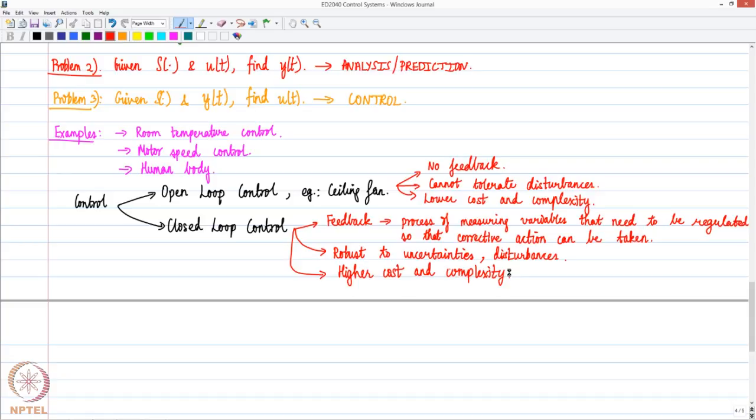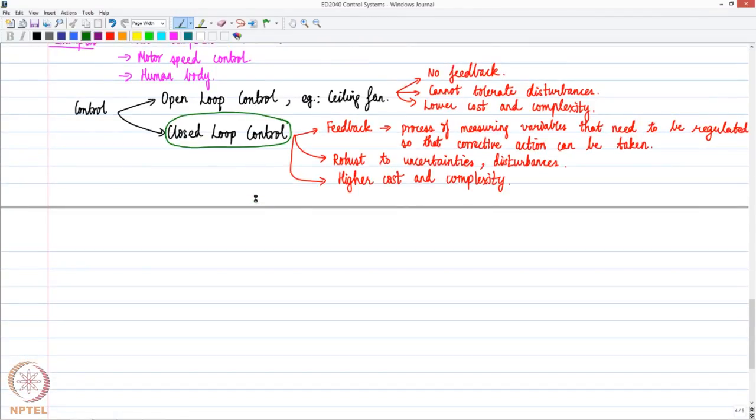Okay. So in this particular course, we are going to deal with closed loop control. That is what we are going to deal with in this course. Let me construct an example to explain what we did. Suppose we have a DC motor.